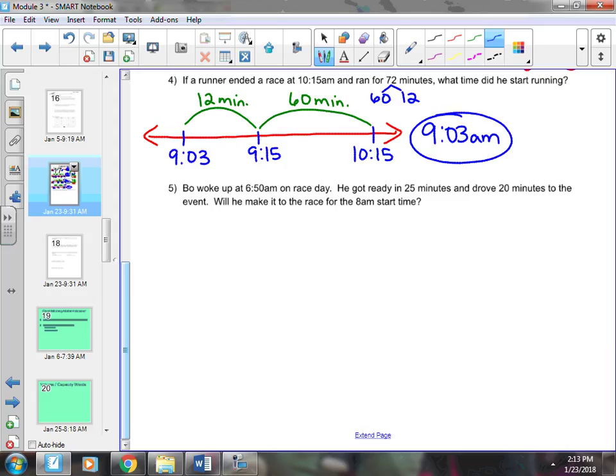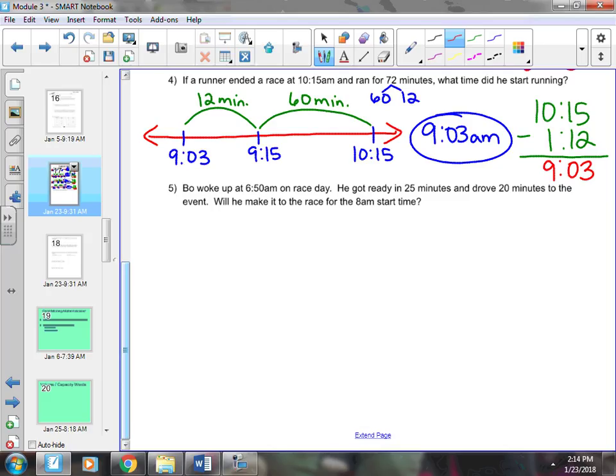And we could show this again with a subtraction problem. We could say 10:15, and we're subtracting 72 minutes, which is an hour and 12 minutes. And if we subtract 15 minus 12 is 3, and 10 minus 1 is 9, 9:03.